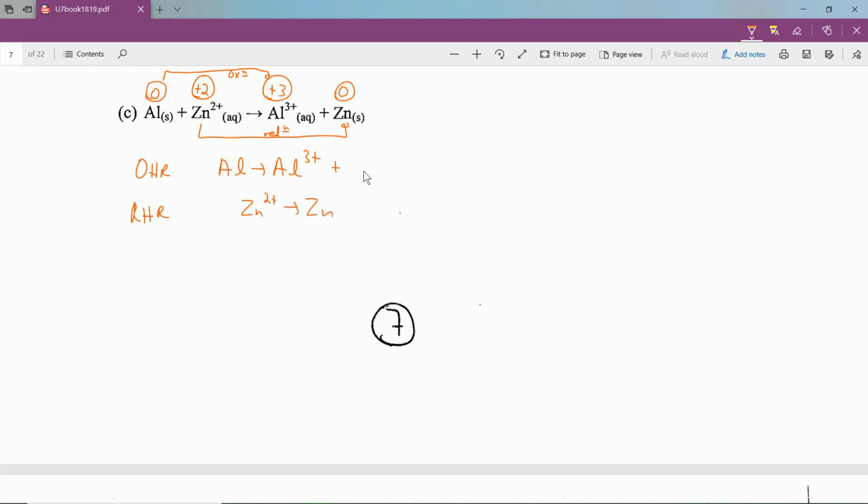Oxidation, I'm releasing electrons, how much? 3. So that now becomes the balanced oxidation half reaction. Reduction half reaction, I'm going to add in 2 electrons to balance that. So that's now the balanced reduction half reaction. Now, I can't just add these two together to get the balanced overall redox reaction because I don't have electrons equalized. I got 3 electrons on the right and 2 on the left.